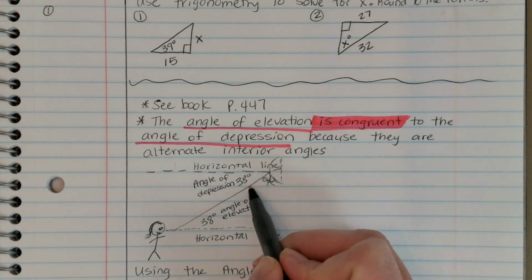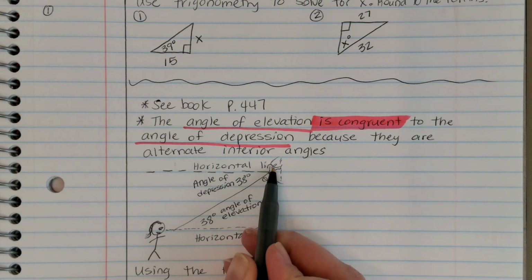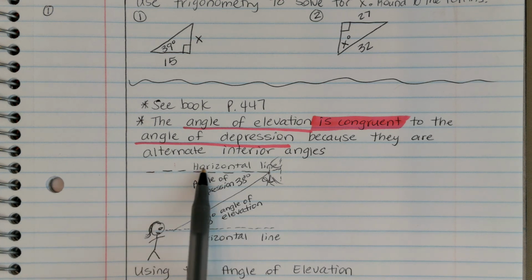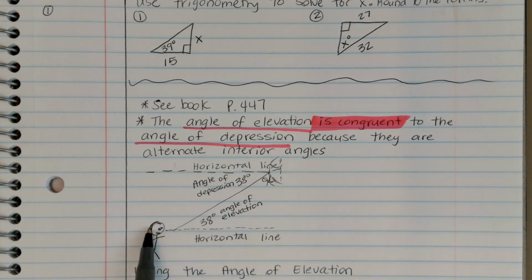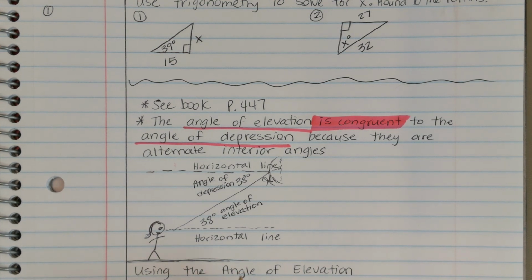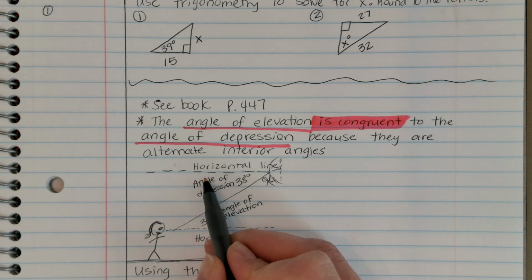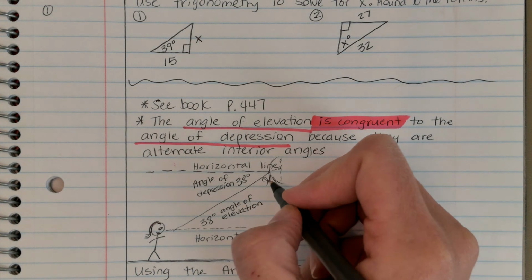So if they're looking down at this person on the ground, but they're looking up at that person up there, then you've got your horizontal line from the hang glider, and you've got your horizontal line from the person on the ground. I guess I should show that they're on the ground. We've got that 38-degree angle of elevation and the 38-degree angle of depression.